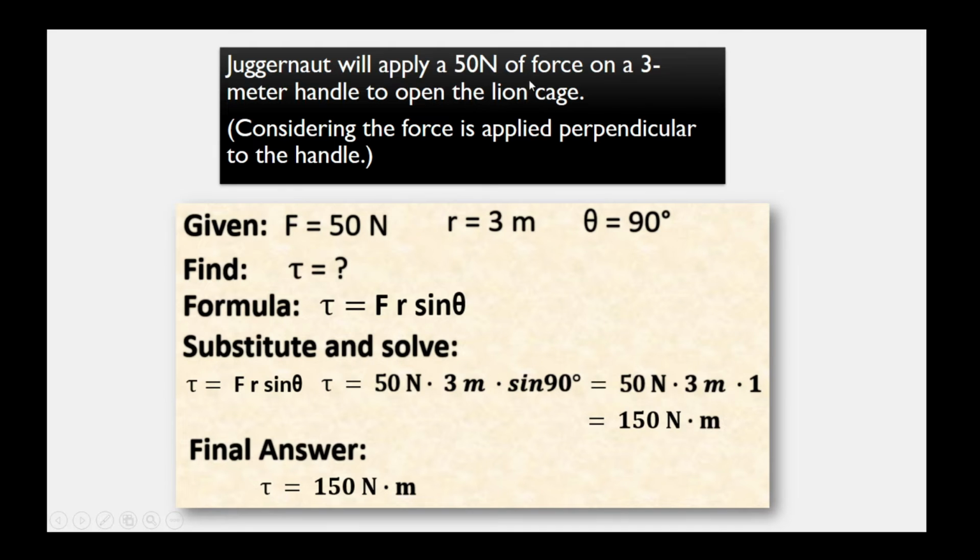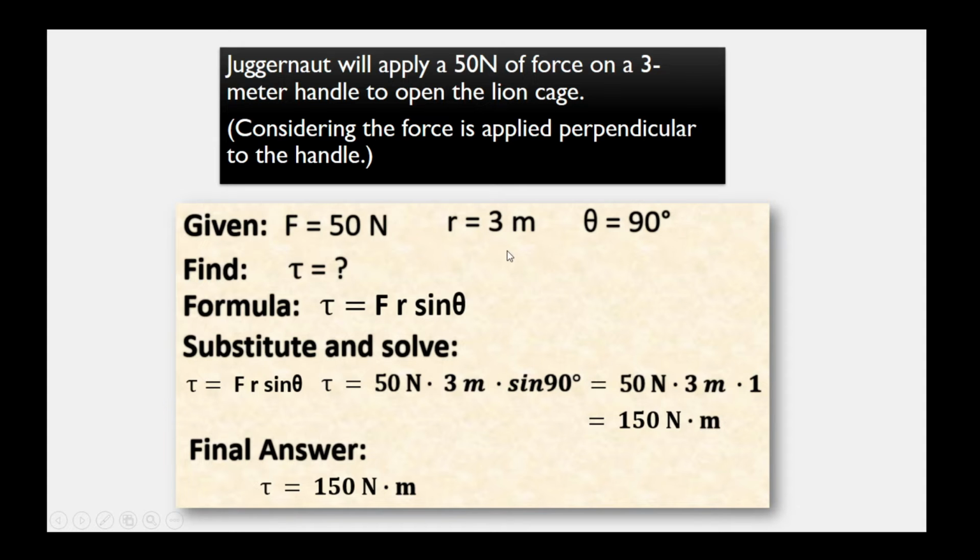Juggernaut will apply a 50 Newton force on a 3-meter handle to open the lion cage, considering the force is applied perpendicular to the handle. Given is force equals 50 newtons, the radius equals the 3-meter handle, and theta is 90 degrees because it's perpendicular. Now obviously we're looking for the torque. And once again, the formula for it is torque equals F times R times sine theta.